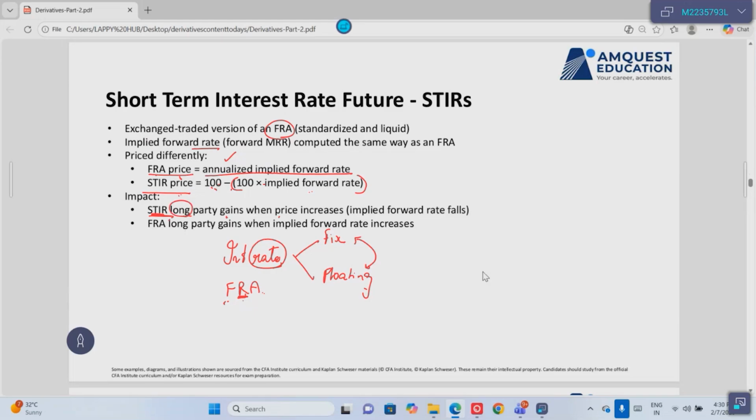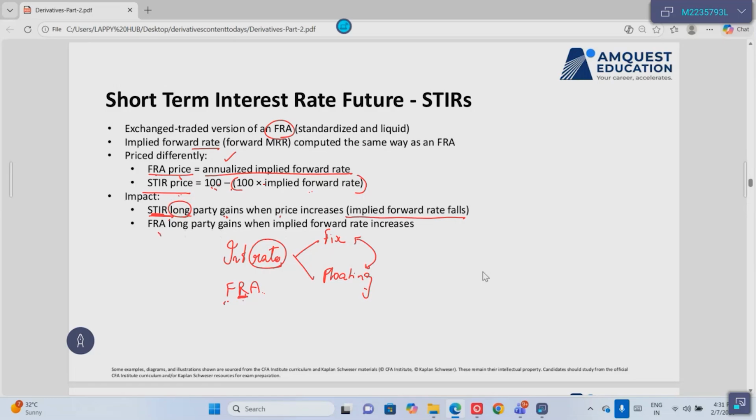Now, the short-term interest rate long party gains when the price increases. Obviously, because he's long. So as the price goes up, he will make more money. Why? Because this means the forward rate has fallen, the asset price has gone up, and he is long, so he will make a gain.